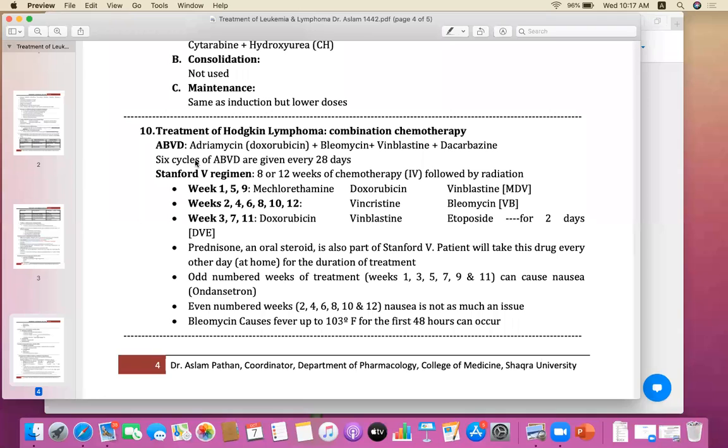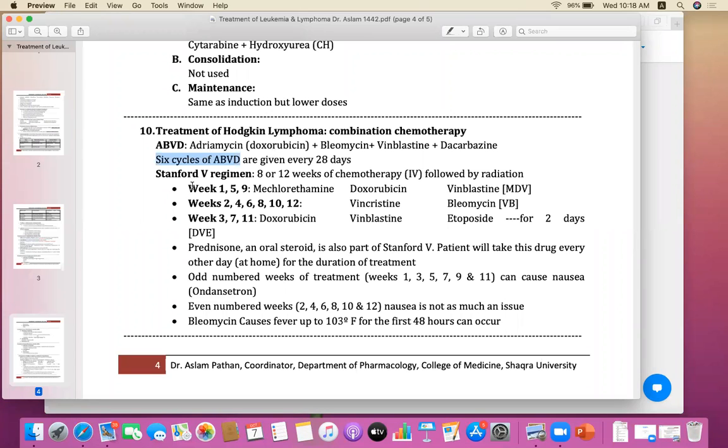And we have to give 6 cycles, 6 doses. 6 cycles means we have to give 6 doses, one after every 28 days, and each dose or each cycle contains 4 drugs, that is ABVD.